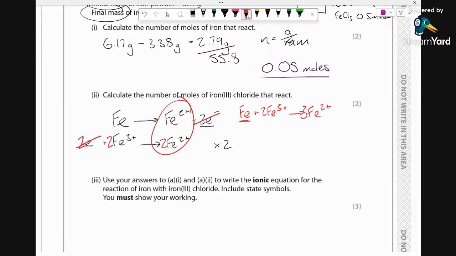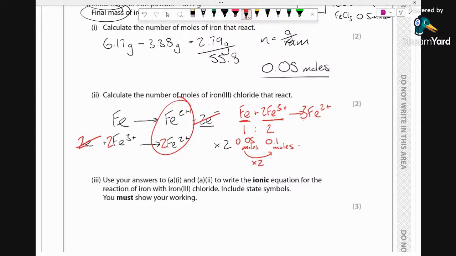I've got 0 from this, plus 6 from this. That's plus 6. I've got 3 times plus 2, which is also plus 6. The equation balances. Now, that tells me that the ratio between iron and iron 3 is a 1-to-2 ratio. So if I've got 0.05 moles of this, then I've got 0.1 moles of that. Now, I know this seems completely ridiculous that I'm putting it on my calculator, but I'm still doing it anyway. So that's a times by 2.